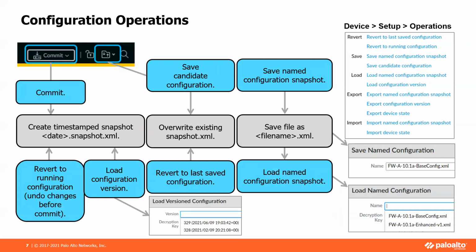Okay, so the main thing they're going to show here is you have a way of saving configuration files, which is that new little icon there next to the magnifying glass. You can save that, overwrite an existing snapshot XML, and then even be able to revert back from that saved snapshot. When you commit, you can create a time-stamped snapshot with a date, and then you can revert those changes if you need to. You can also load a specific version back down below. So just telling you all the same ways.